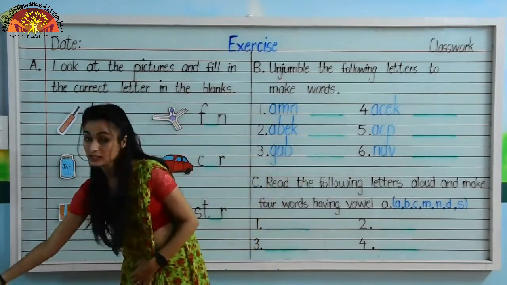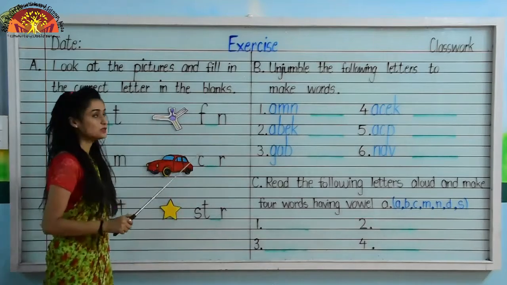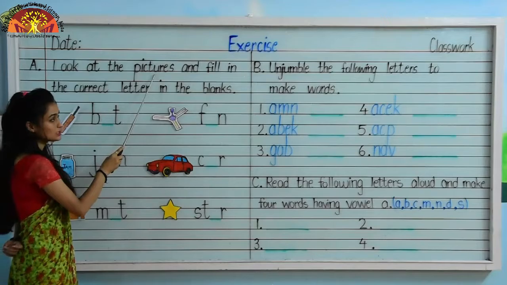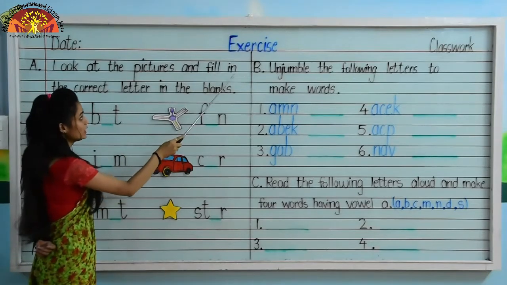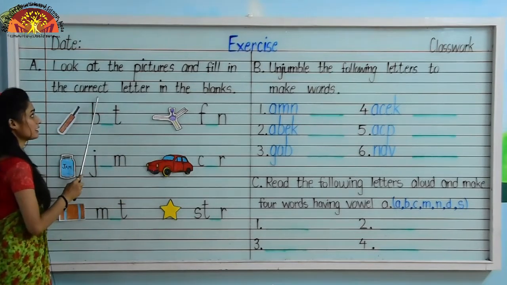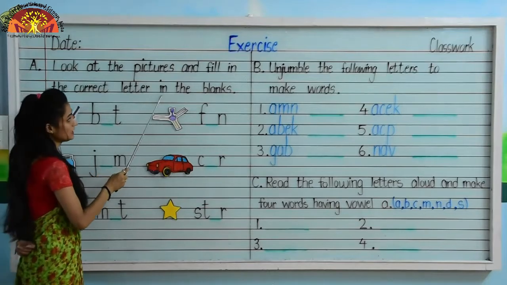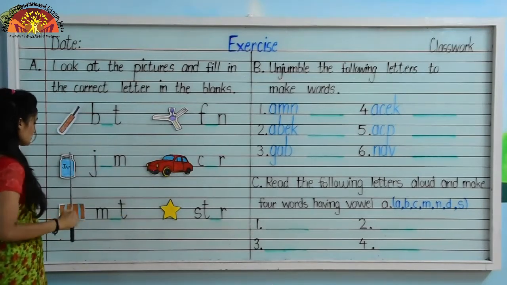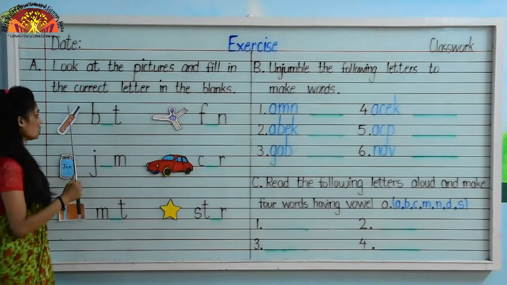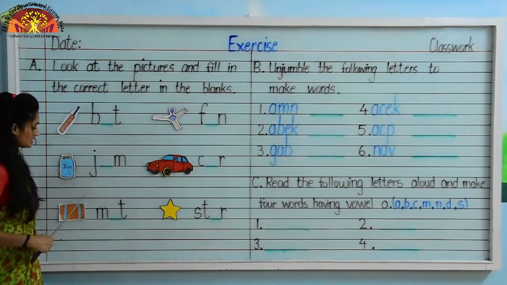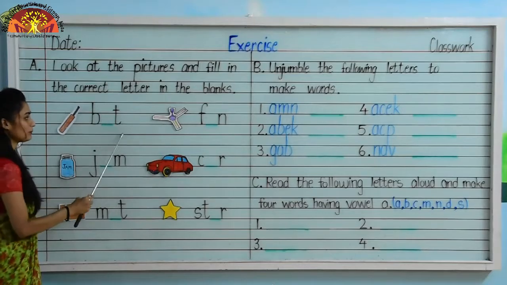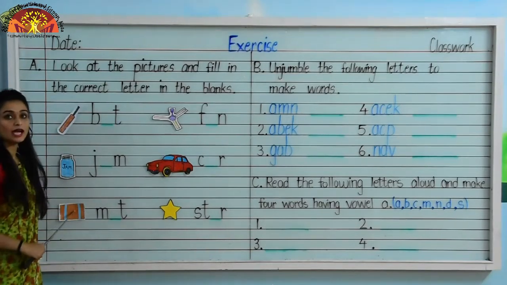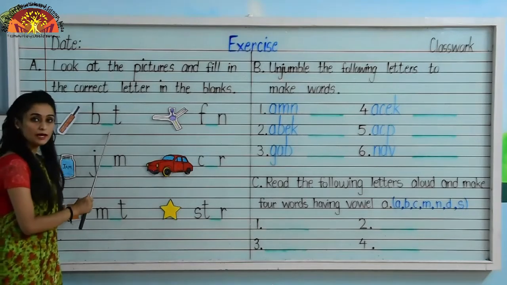So kids, let's read the question first. Our first question is, look at the pictures and fill in the correct letter in the blanks. Kids, as you can see, here are some pictures given. So what do we have to do? We have to identify the picture and we have to complete the spelling.